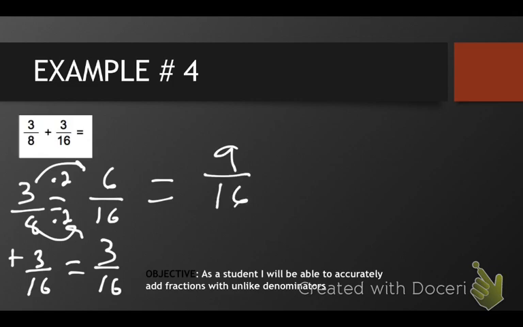Now, those are not prime, but we need to see, does anything go into both of them? 2 does not work. 3 does not work. 4 doesn't work. 5 doesn't work. 6 doesn't work. 7 doesn't work. 8 doesn't work. And 9 doesn't work, so we're done. That's it.